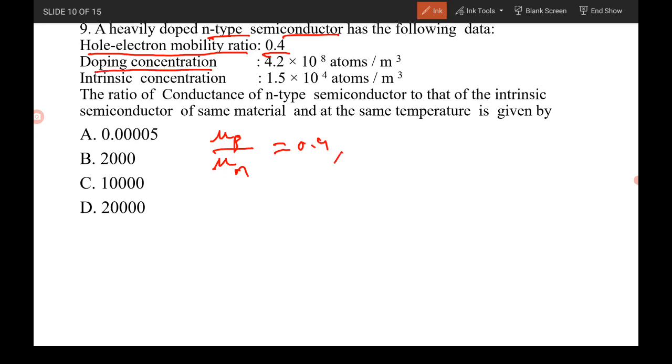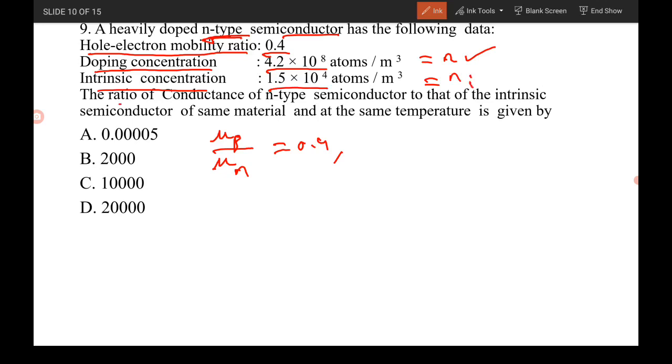And what is given? The doping concentration. So here the doping concentration is 4.2 into 10 to the power 8 atoms per meter cube, which is nothing but N. As the semiconductor is N type, this is nothing but electron concentration. Next, what is given? The intrinsic concentration, which is equal to 1.5 into 10 to the power 4, which is nothing but Ni.